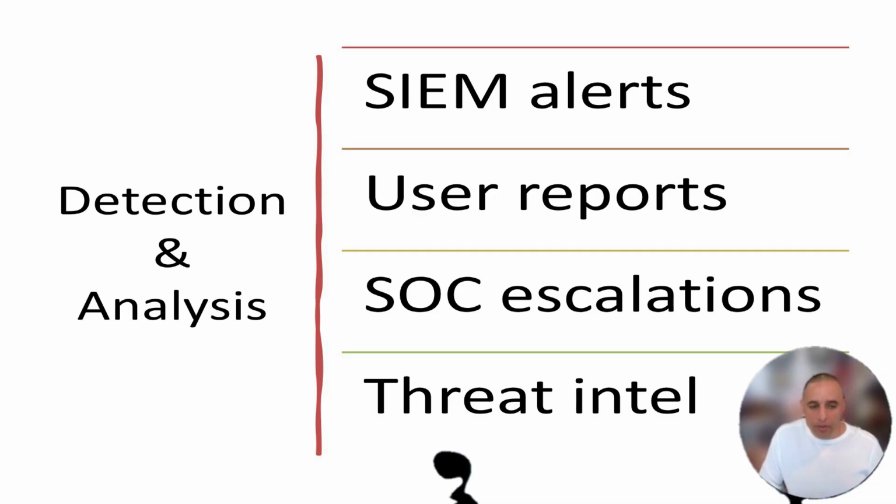SOC escalations. Tier 1 analysts review alerts continuously. When something looks serious or beyond initial triage, they escalate it to Tier 2 or incident response teams. These escalations are critical because they represent alerts that experienced analysts have flagged as genuinely suspicious or high priority. SOC escalations ensure the right expertise is applied at the right time.